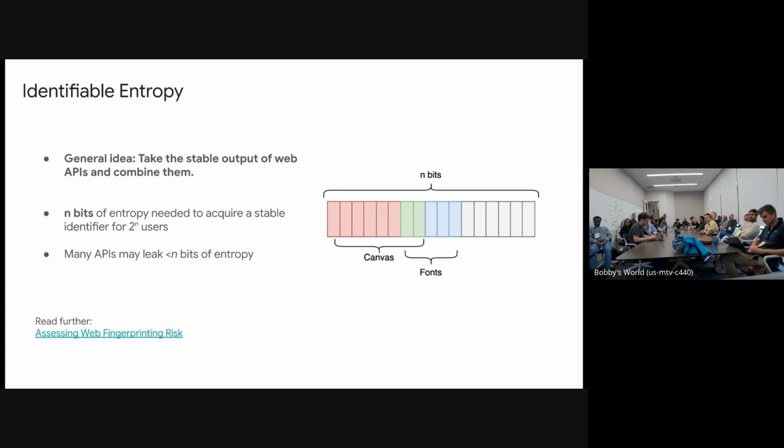So all these different web APIs essentially can leak a certain number of bits of entropy. Canvas and fonts may have overlapping pieces of data, but essentially the idea here is to fill in this entire array to get up to n bits, and in that particular case, you can get some sort of stable entropy. So this talk really isn't about entropy, and if you are really interested in what this is, feel free to take a look at the Assessing Web Fingerprinting Risk. Some of the early contributors for the anti-fingerprinting work have authored this paper.